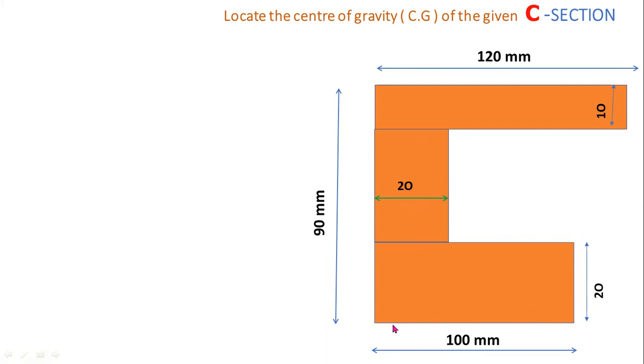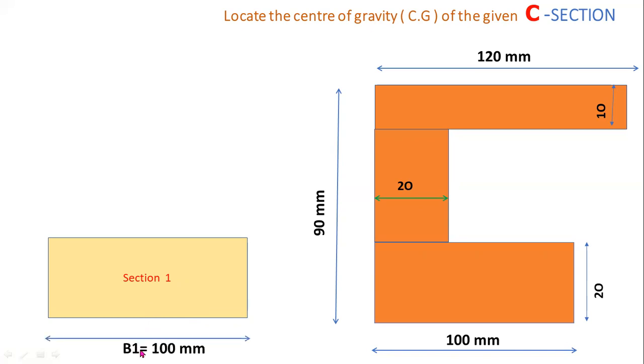First of all, you have to split the given section into 3 rectangles, like this. This is a bottom rectangle. I consider this bottom rectangle as section 1. Let B1 be the base of rectangle 1, equal to 100 mm. D1 is the depth of the rectangle.